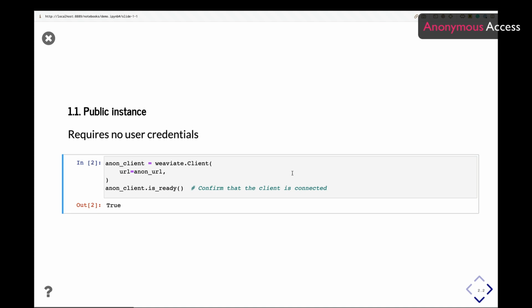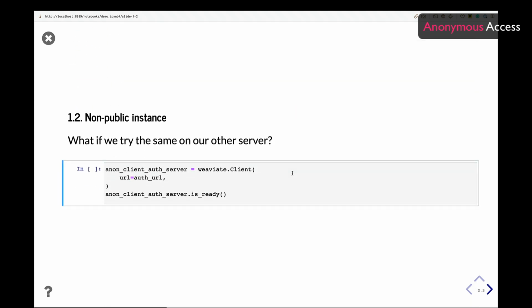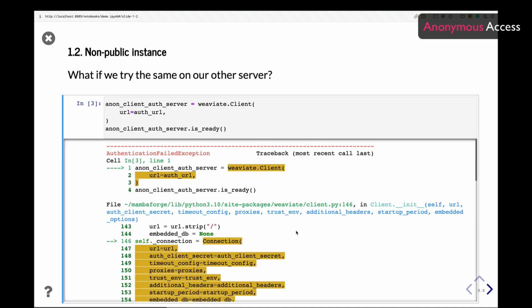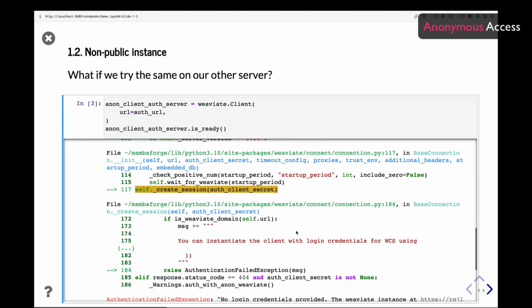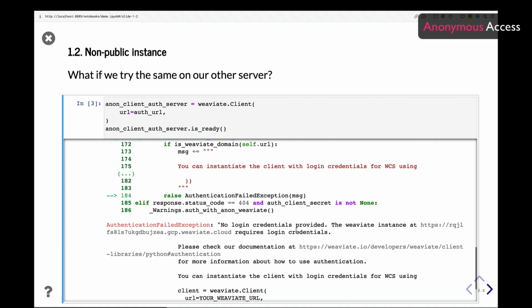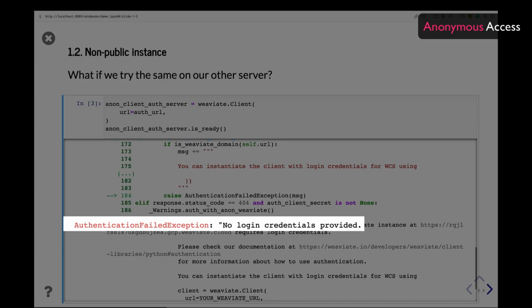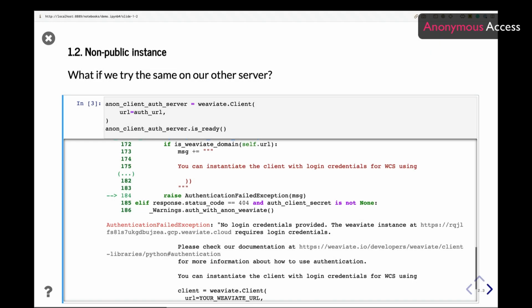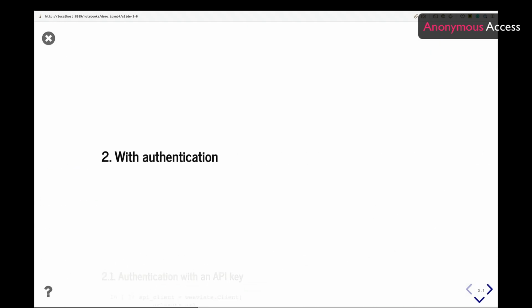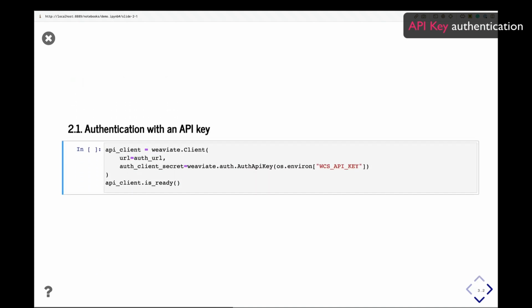Great. Now, what happens if we try the same thing on a non-public instance? You can see the client throws an error as it's not able to access the server. And if we look through the error message, we see that it's due to the lack of login credentials. So let's take a look at how we can provide these credentials. We'll create multiple instances of the client here, so we can compare them at the end.